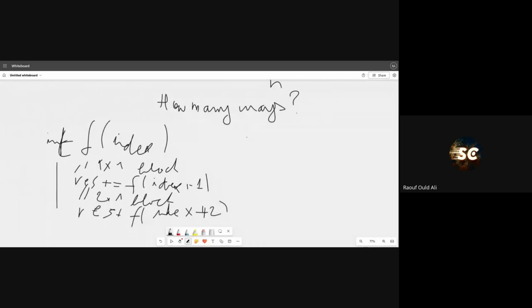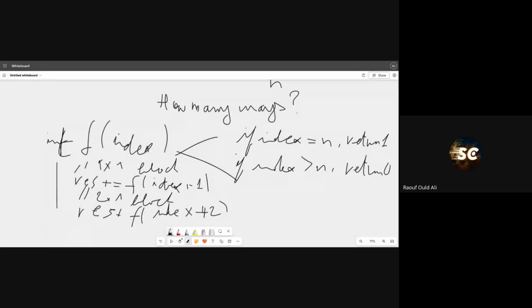For the base case, what would we have here? If the index is equal to n, then we return 1, right? And if the index is greater than n, we return 0, because we'd have a ribbon that's longer than n, right? Does this make sense? Okay.